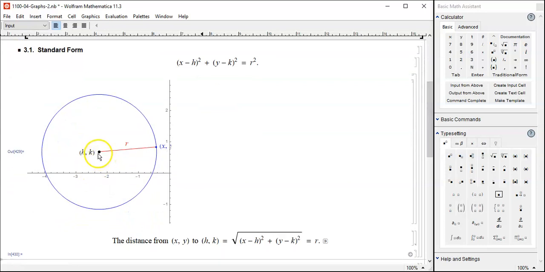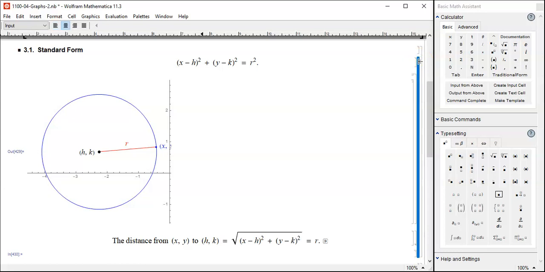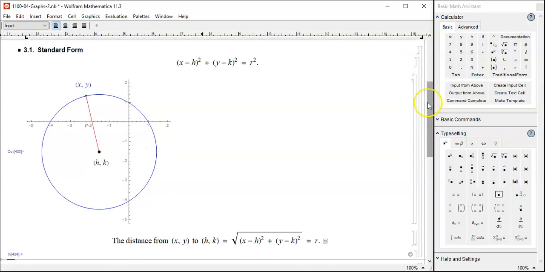From the center (h, k), we have... this is randomized and part of this printout is cut off. Let's run it again. Okay, I like this picture a little bit better. This time I have the entire (x, y) visible. The distance between the point on the circle (x, y) and the center (h, k) remains the same.